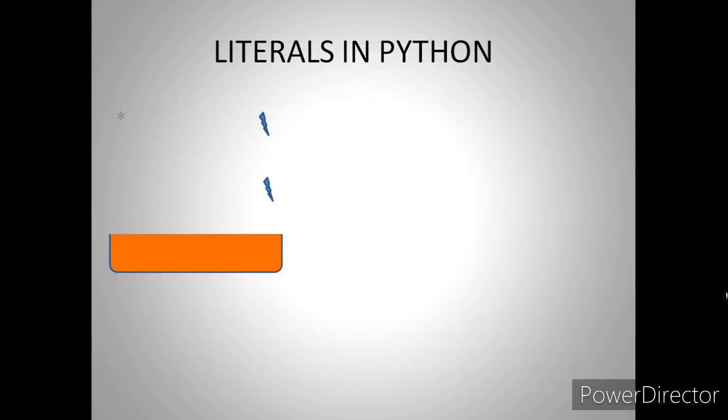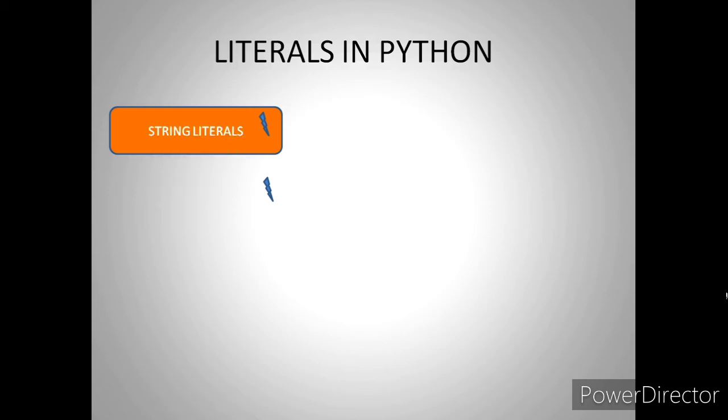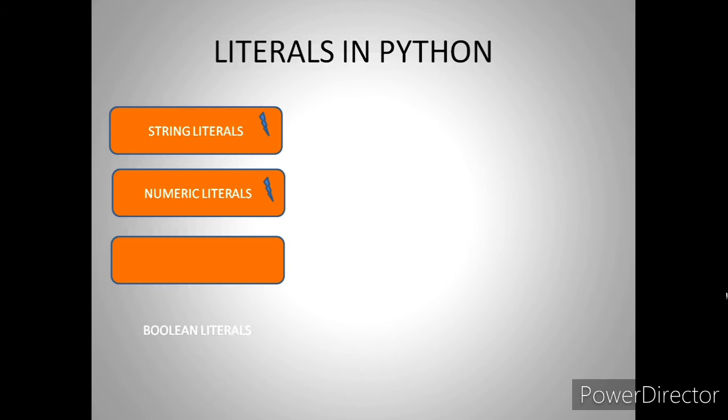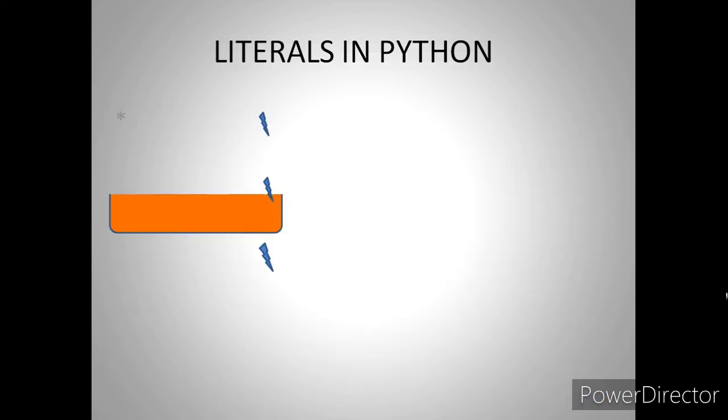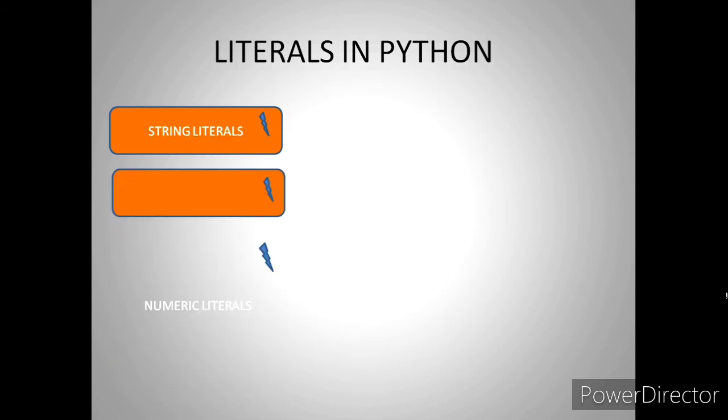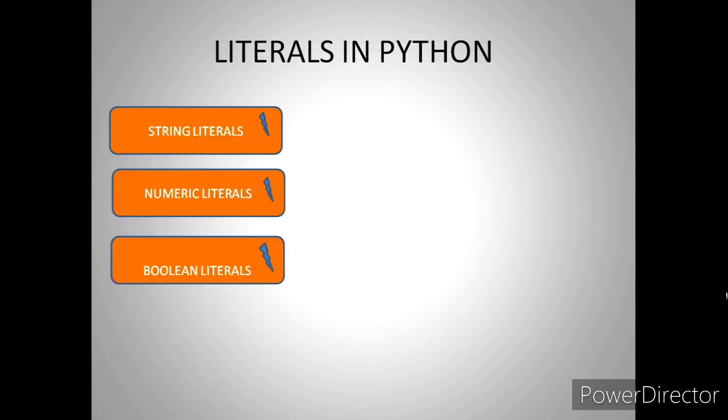Next, we have come across the string literals, we have come across the numeric literals. Next comes the Boolean literals. Boolean literals mean what? True, false, and 0 and 1. So Boolean literals are used to represent either a true or a false value. It is very simple. I don't have much to say on Boolean literals. So it is string literals, numeric literals, Boolean literals.